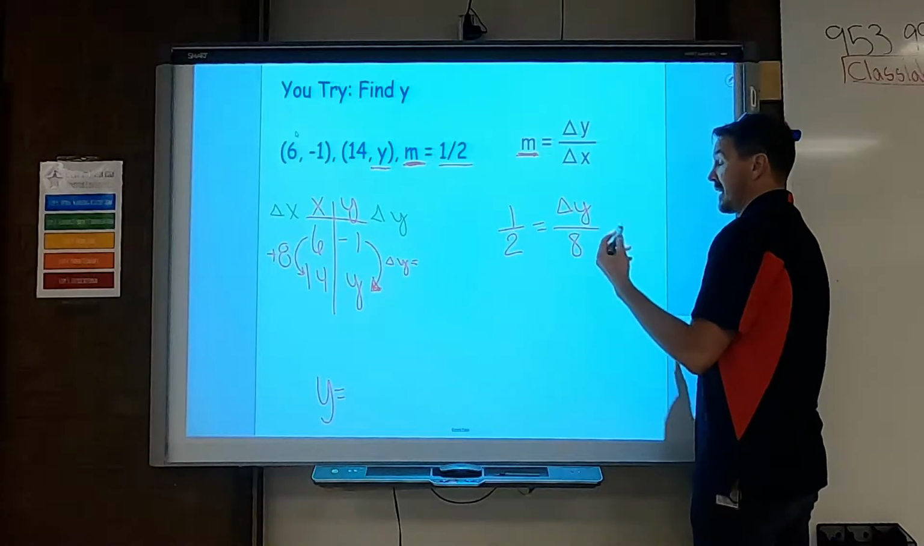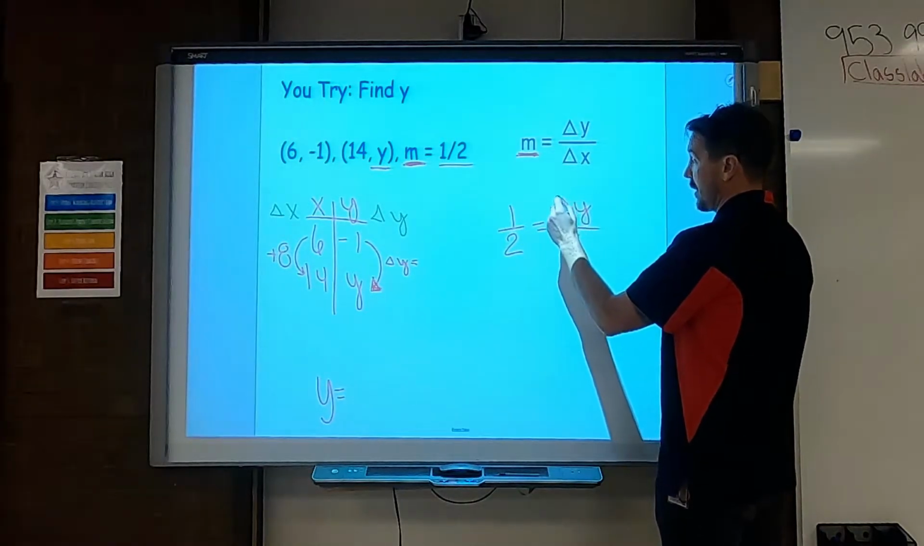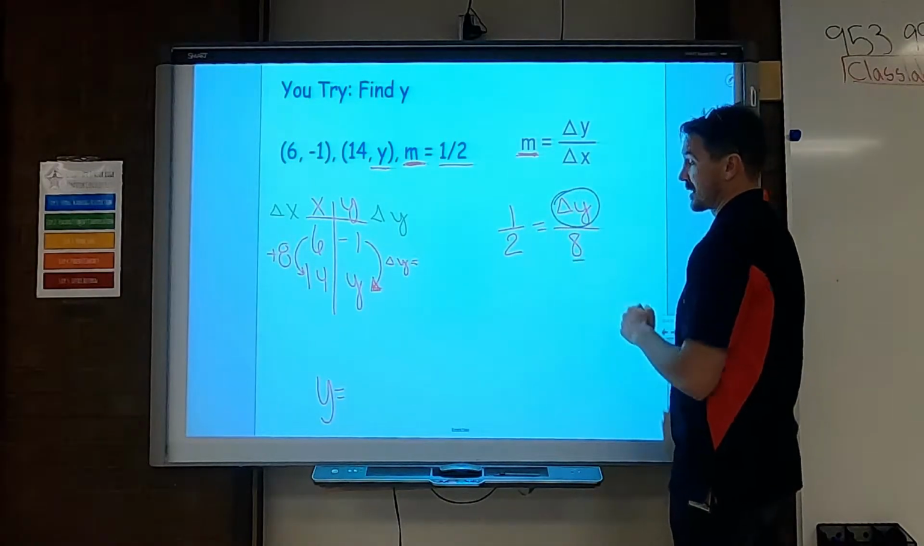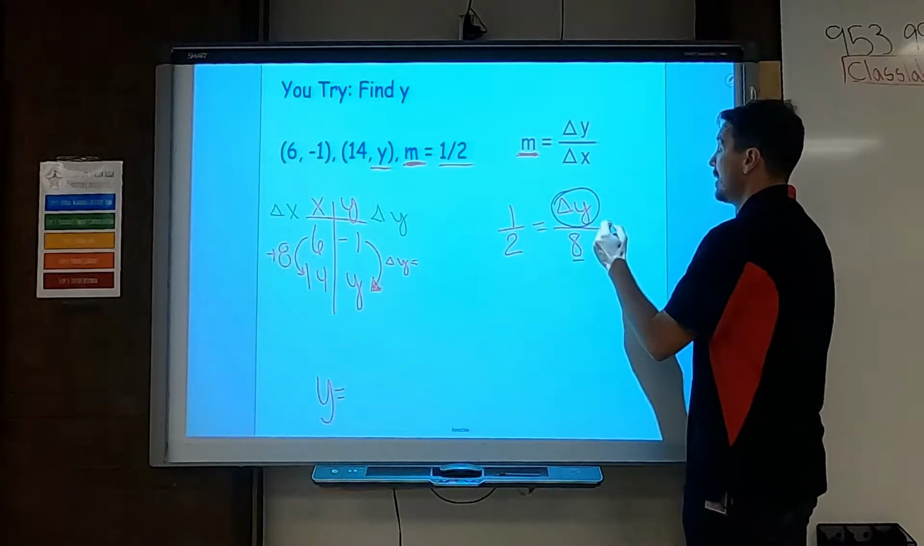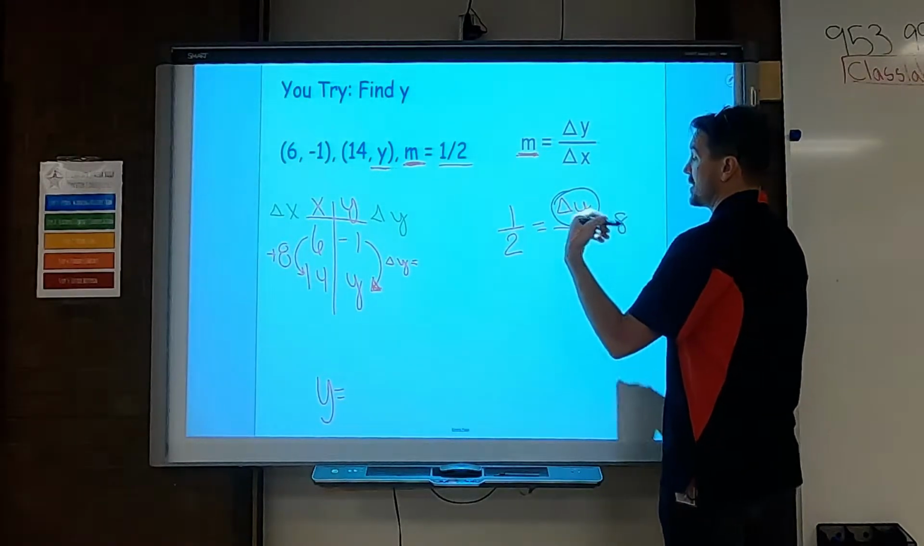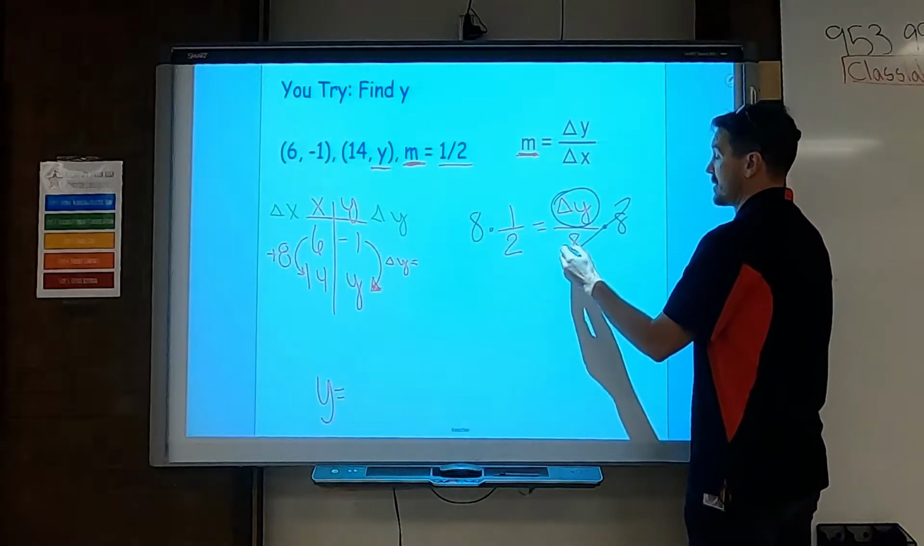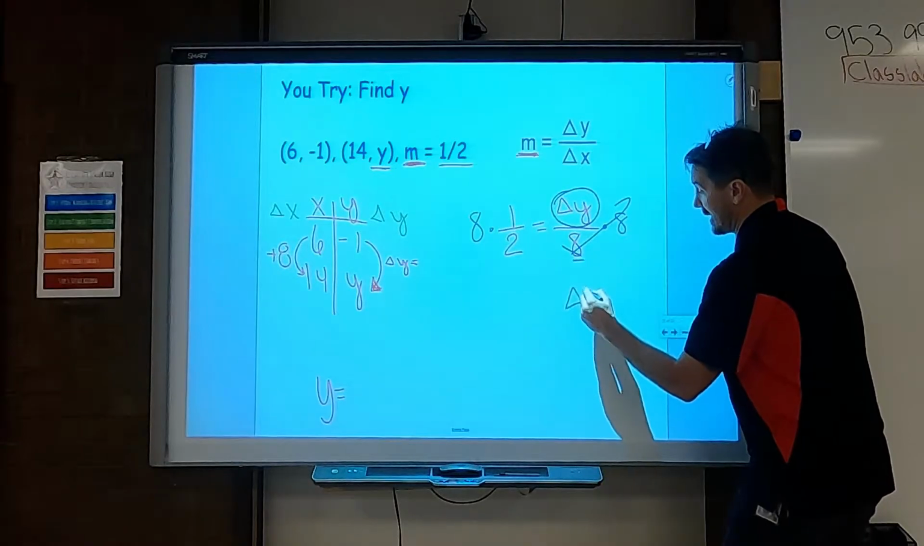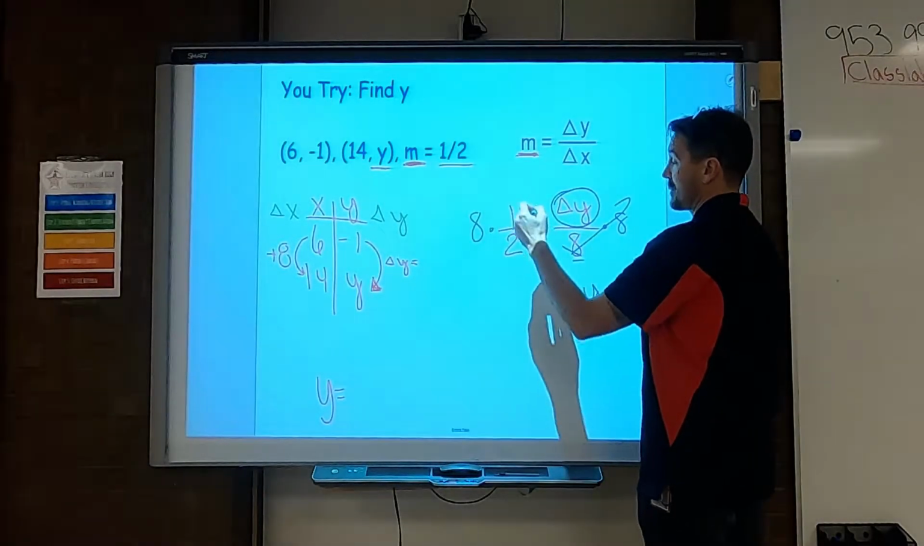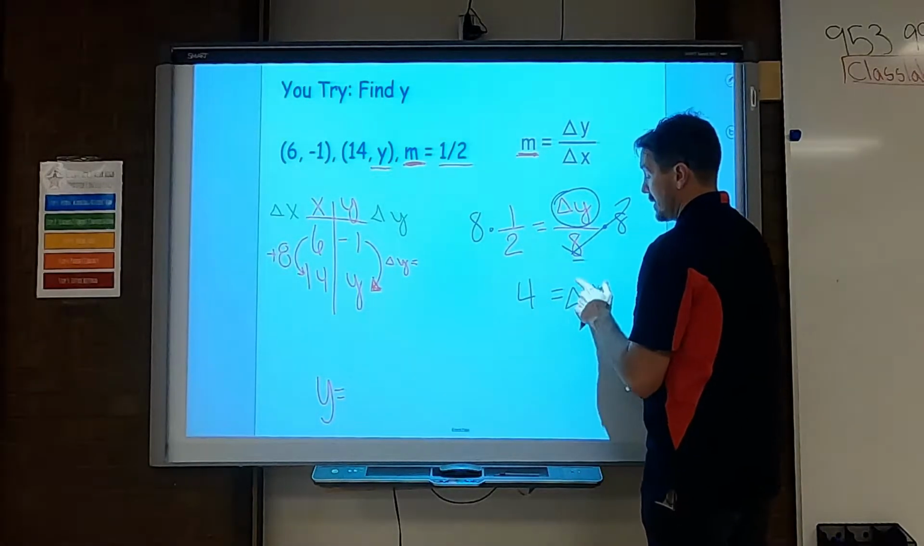The first way, again, is I can just say, here is the variable I'm trying to solve for. That makes this the coefficient. How do I get rid of divide by 8? Well, I'm going to times by 8. If I do it to one side of the equation, I have to do it to the other. And 8 over 8 reduces to 1, so I get the change in y equals 8 times 1/2, which is going to be 4. So that's my change in y.